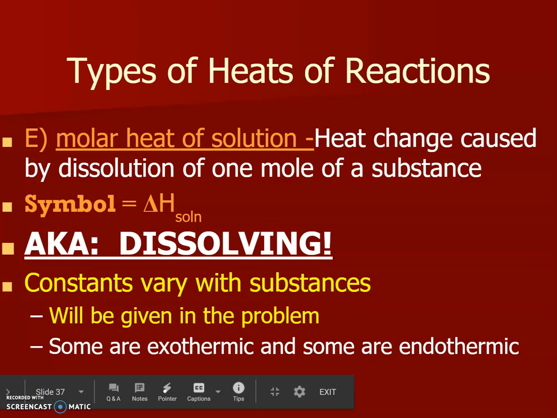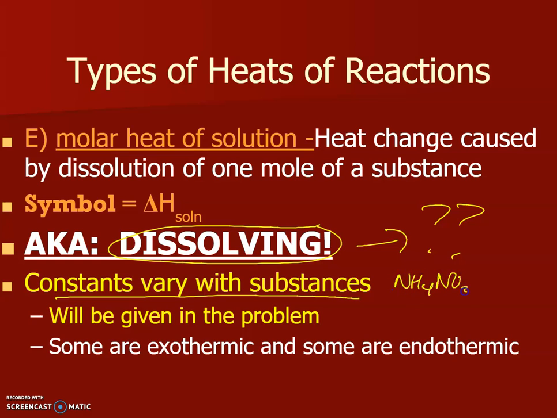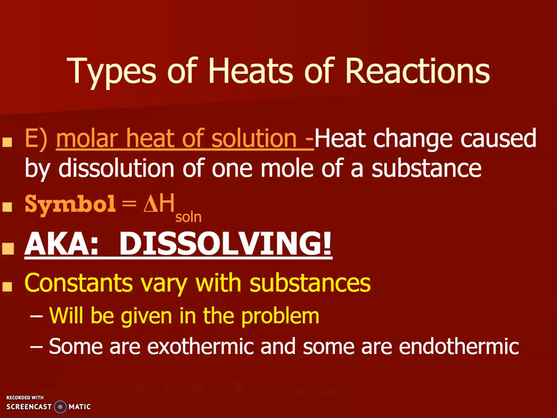Now, when it comes to the molar heat of solution, when something is going to dissolve, this depends, is it going to be exo or endo? So the constants will vary with the substances that you are dissolving. When ammonium nitrate is going to dissolve, it is going to be a positive value. It's going to feel cold. That's what's in our instant ice packs. But if you have calcium chloride or something like that, it is going to be negative, and you're going to see that it's going to feel hot.